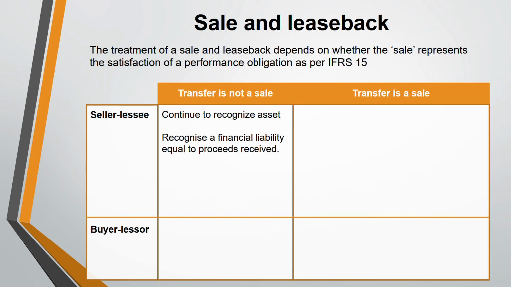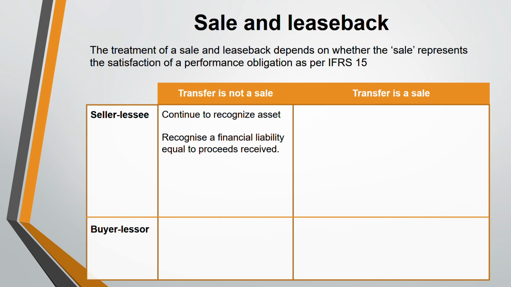You have got that proceed. Even though it's not a sale, when you sold that asset to B, B has given you some amount. So equal to that amount that you have received from B, you are going to recognize a financial liability. You cannot recognize it as a profit. Why? Because it's not a sale. But instead, what are you going to recognize if it's not a sale? Recognize a financial liability. Why?